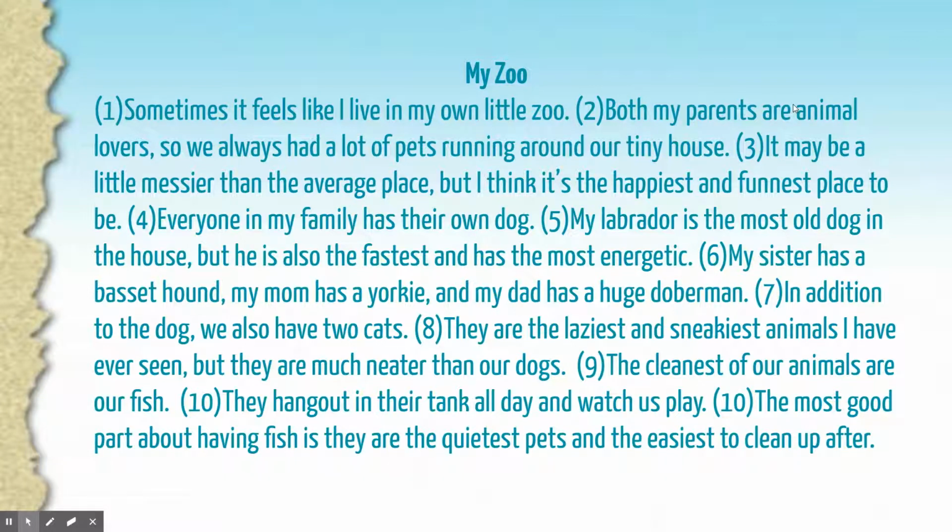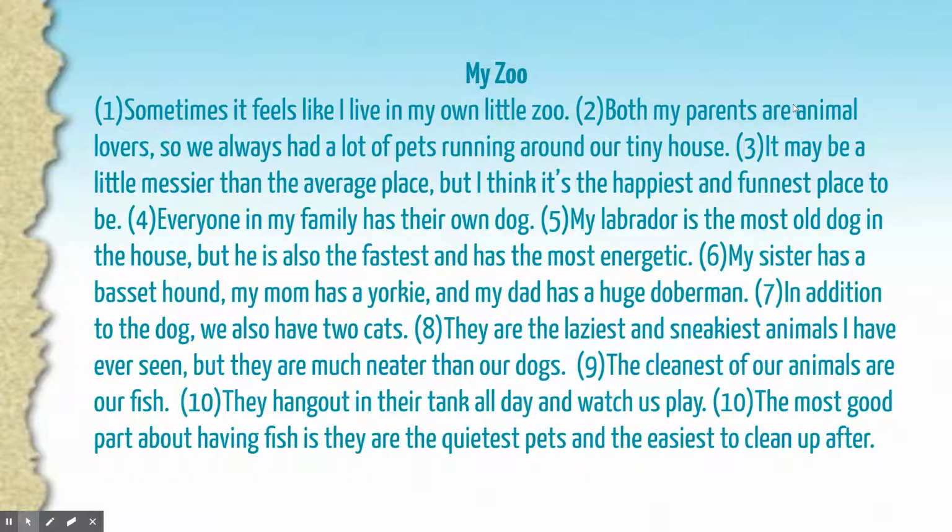It may be a little messier than the average place, but I think it's the happiest and funnest place to be. Everyone in my family has their own dog. My Labrador is the most old dog in the house, but he is also the fastest and has the most energetic. My sister has a basset hound. My mom has a Yorkie, and my dad has a huge Doberman.